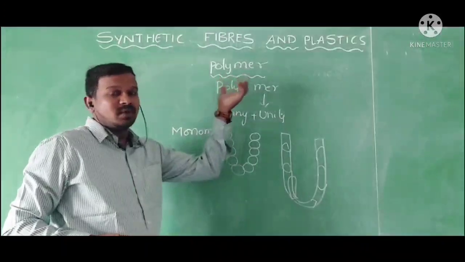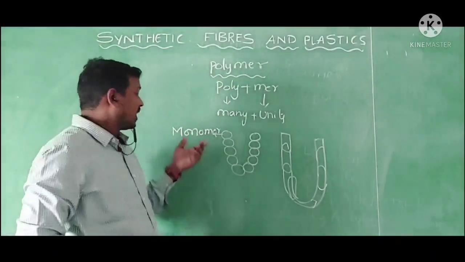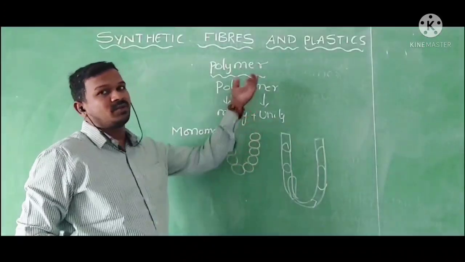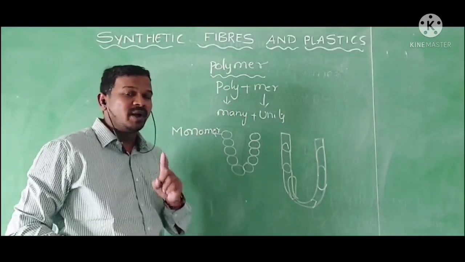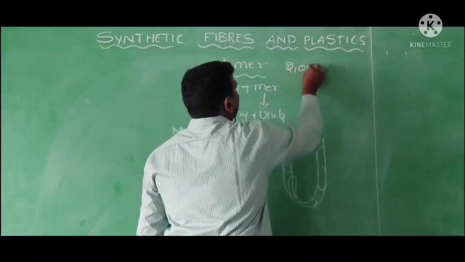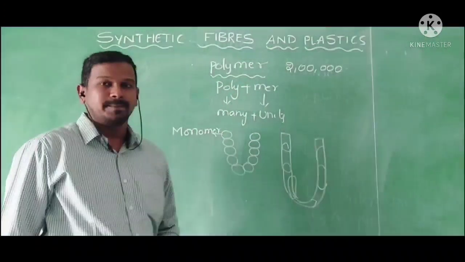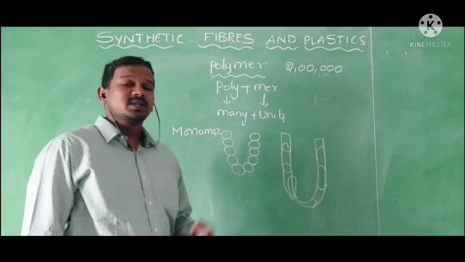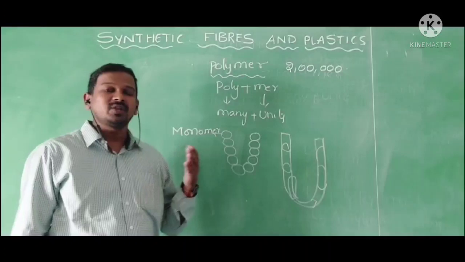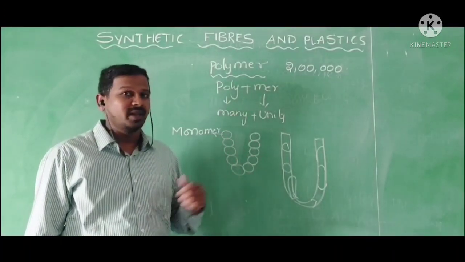So, with the help of the polymers, the synthetic fibers will be manufactured. With the help of the monomers, the polymers will be manufactured. In one polymer, there are lots of the monomers. These polymers are present in nature, in artificial fiber, and also in synthetic fiber.